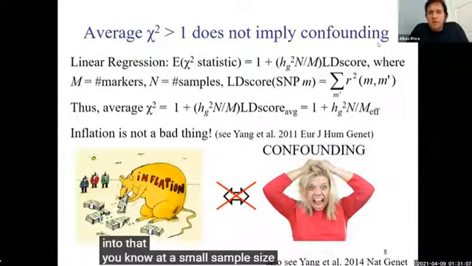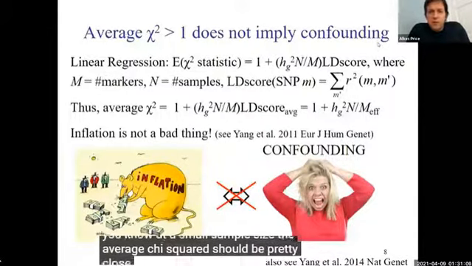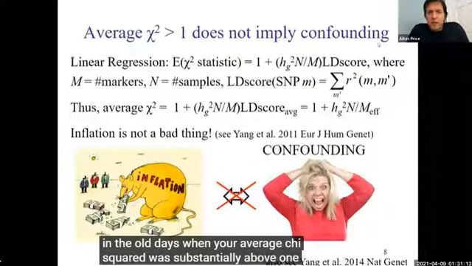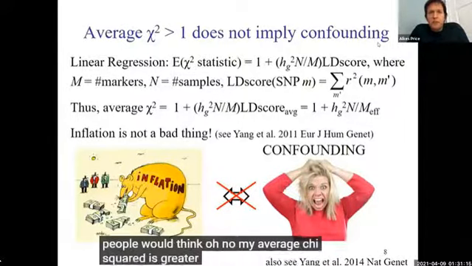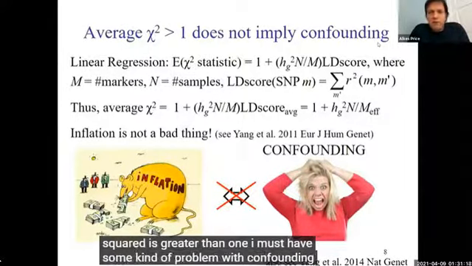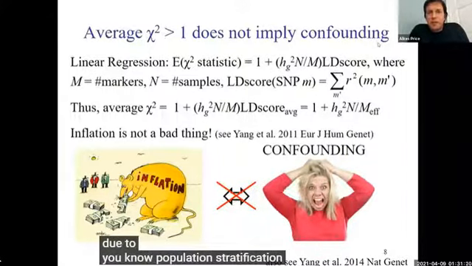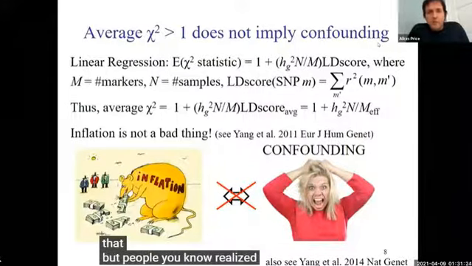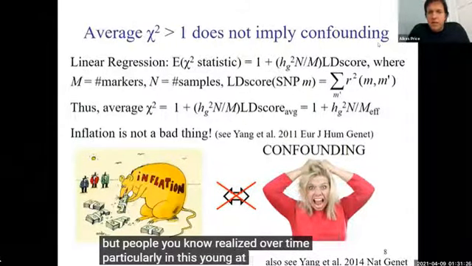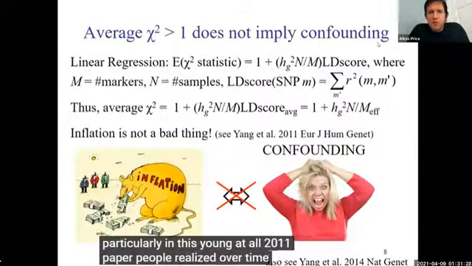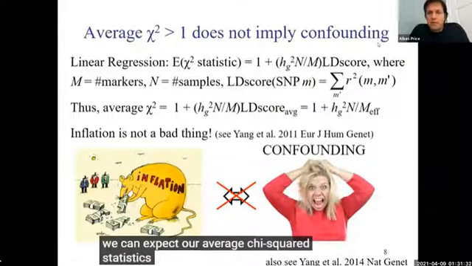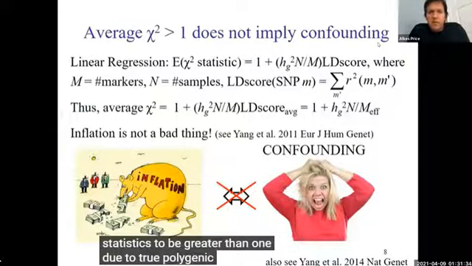At a small sample size, the average chi-squared should be pretty close to 1. In the old days, when your average chi-squared was substantially above 1, people would think, oh no, my average chi-squared is greater than 1. I must have some kind of problem with confounding due to population stratification or cryptic relatedness or something like that. But people realized over time, particularly in this Yang et al. 2011 paper, that as we get to large sample sizes, we can expect our average chi-squared statistics to be greater than 1 due to true polygenic signals.